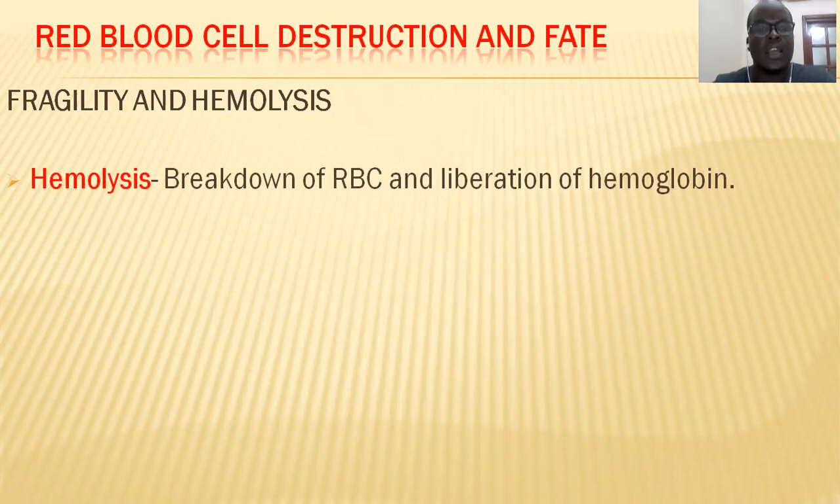Once the red blood cells are broken down, there will be release of hemoglobin, which is a major protein found within the red blood cell. Later on, we'll see the metabolism of this hemoglobin, which will result in production of bilirubin, and also part of the globin will be used for protein synthesis, because there will be amino acids coming from there.